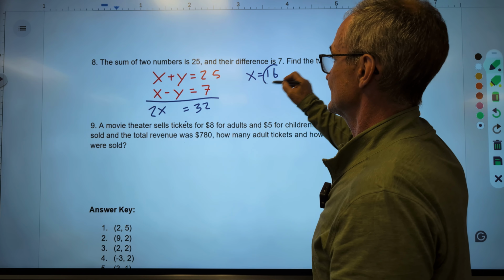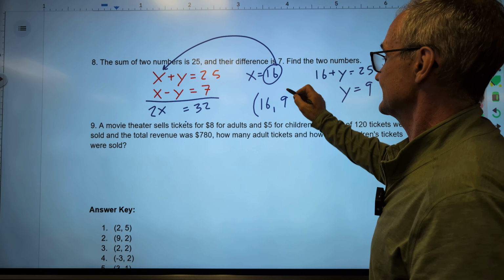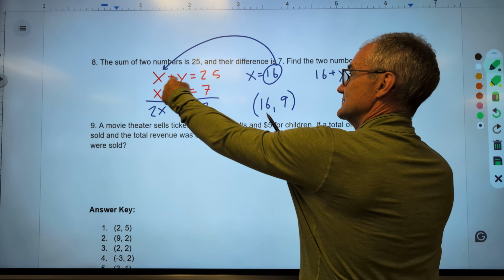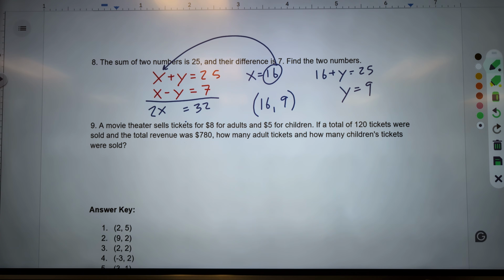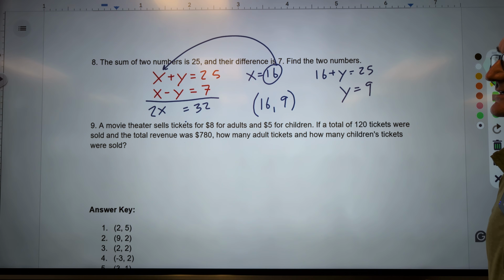I take that value of x, plug it into either equation. 16 plus y equals 25. Subtract 16 from both sides, and I get y is equal to 9. Again, this is an ordered pair, x, y. And let's just double check that. 16 plus 9 is 25. 16 minus 9 is 7. So it works in both cases. If you get that problem, you're really making a lot of progress. This thing really incorporates a lot of the previous chapters. It's pretty tricky.